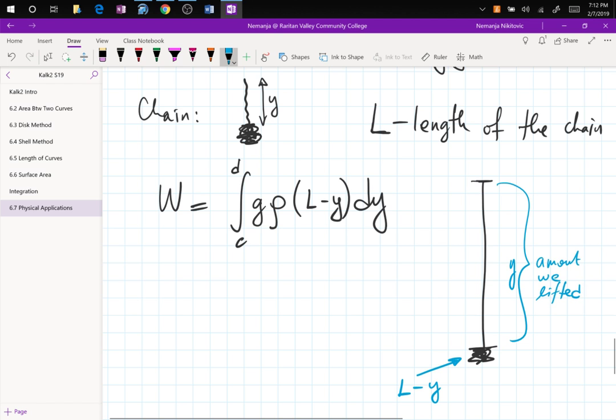This is the y at which that point is, and this is the entire 10 feet or 10 meters, the length of the chain.